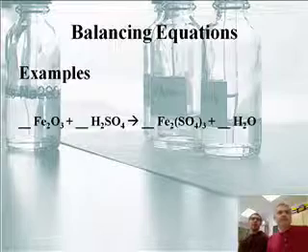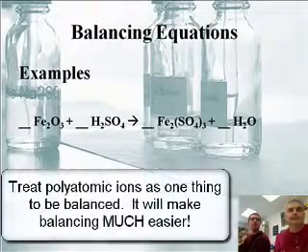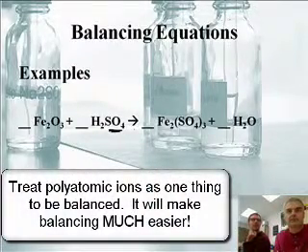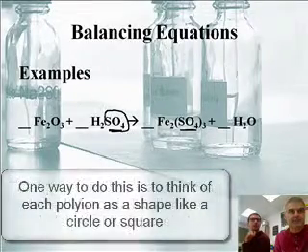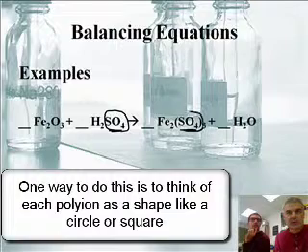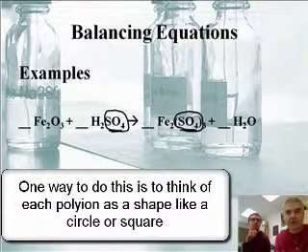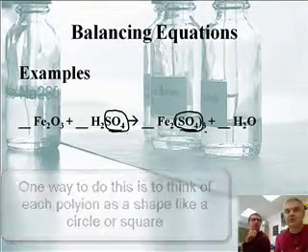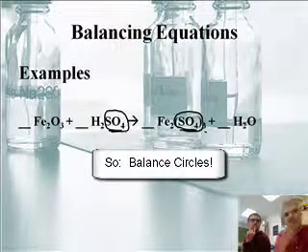Okay, guys, when you see a polyatomic ion that appears on both sides of the equation, you can treat it as a group. Here's what I like to think of: think of SO4 as a circle. Now, there are 3 circles on the right side, and on the left side there's just one. So put a 3 there.